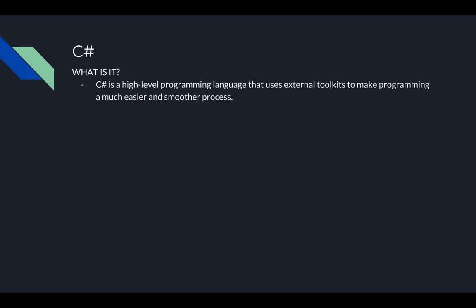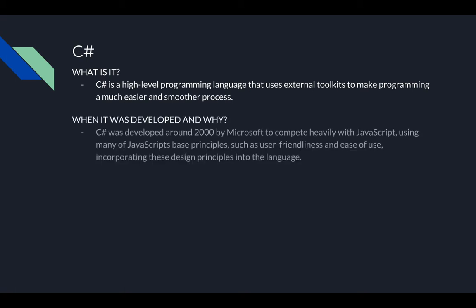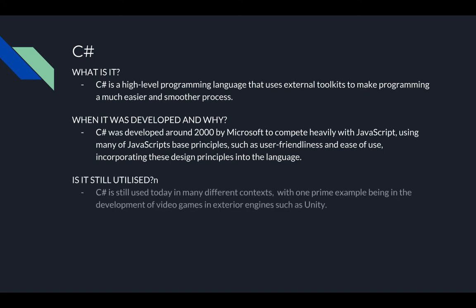So then we have C#, which is another programming language in the C family. It's another high-level programming language that uses external toolkits to make programming a much easier and smoother process. It was developed around 2000 by Microsoft to compete with Java, which was becoming more and more popular at the time, and it used many of its basic principles, such as user friendliness and ease of use, and incorporates these designs into the language. C# is still used today in many different contexts, with one prime example being developing video games in an external game engine such as Unity.